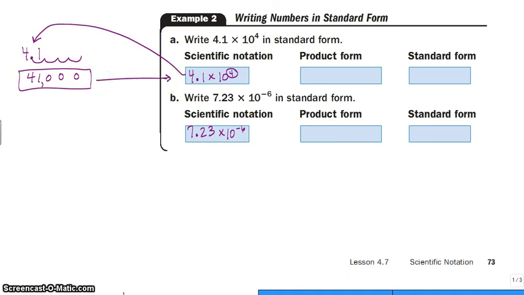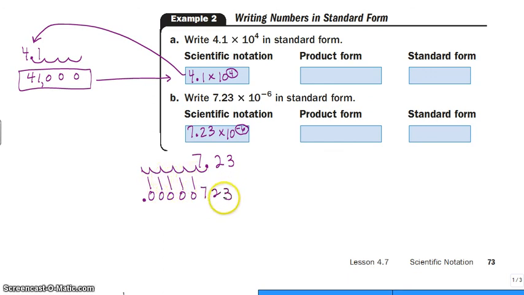Why did I loop to the right? Because it's a positive exponent. It needs to be a number bigger than 1. Here's a negative exponent. That means 7.23 has got to be a number smaller than 1. If I loop to the right, it becomes 72, 723, too big. We got to loop to the left 6 times. 1, 2, 3, 4, 5, 6. Whoa, a lot of zeros. Did I do that correct?